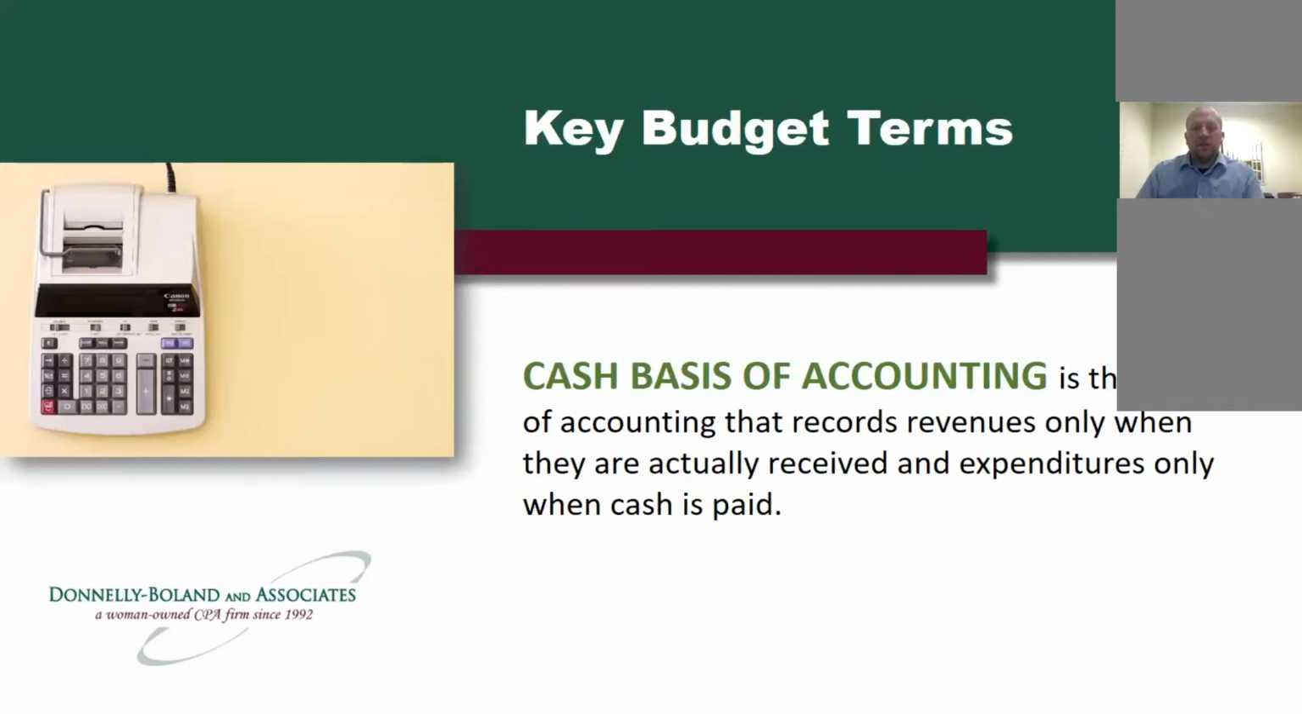And then the last two terms I would like to discuss are the two bases of accounting. There's a cash basis of accounting and an accrual basis of accounting. The main difference between the two bases is the timing of when revenue and expenses are recognized. So to go into cash basis accounting, cash basis is the method of accounting that records revenues only when they are actually received and expenditures only when cash is actually paid out. The cash method is more immediate recognition of revenue and expenses, and is mostly used by small businesses, and maybe even whenever you're budgeting for your own personal purposes.